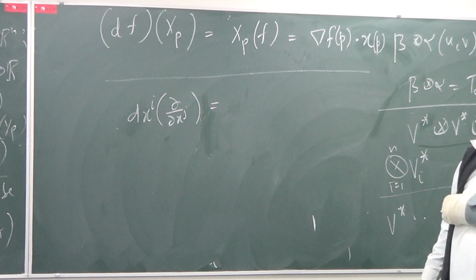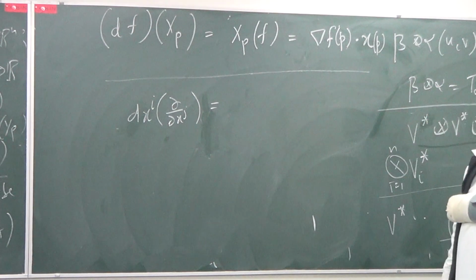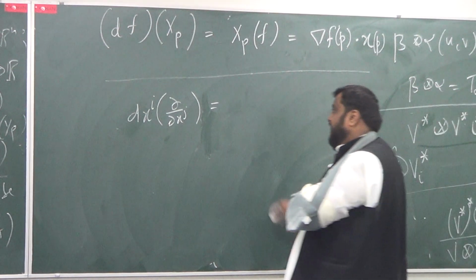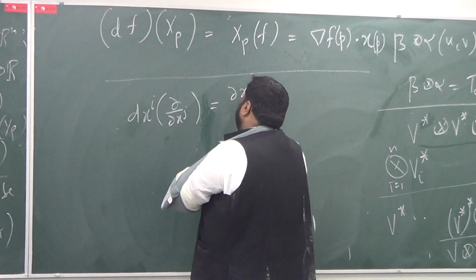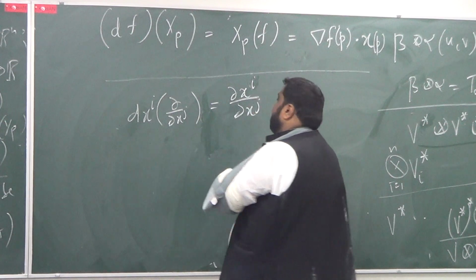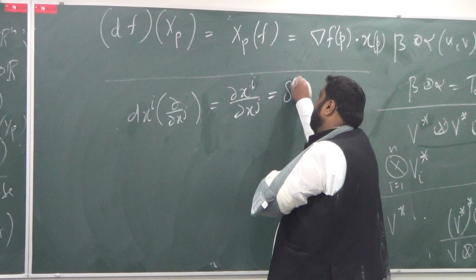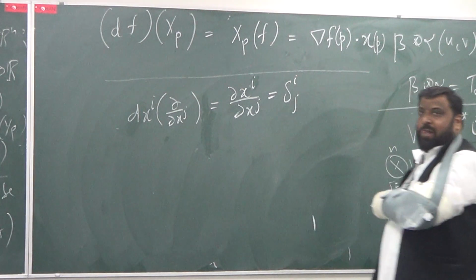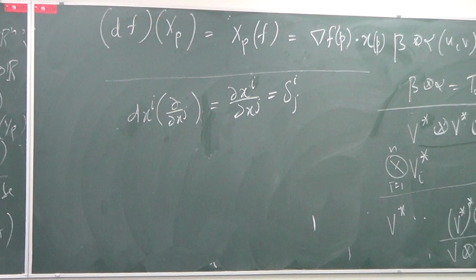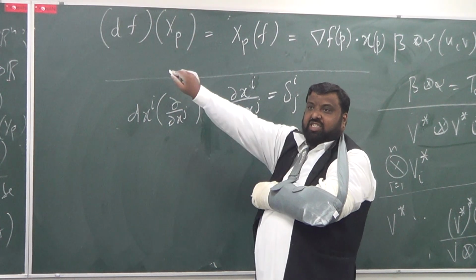Kronecker delta, but how? Can I use this definition? This would be the same as partial xi of xj. That's it. And this would be the same as delta. Is it giving you a kind of a thing? So this is the basis for the tangent space.